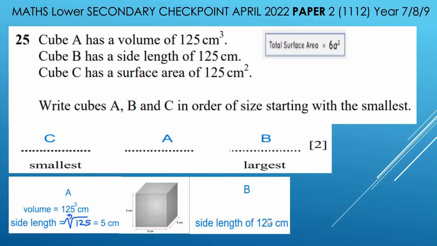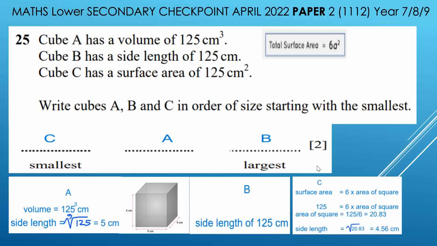Cube C has a surface area of 125. The formula for surface area is 6a², where a² is the area of each square. So 6 times the area of a square. We have 125 equals 6 times the area of a square. The area of a square means 125 divided by 6, which is 20.83.